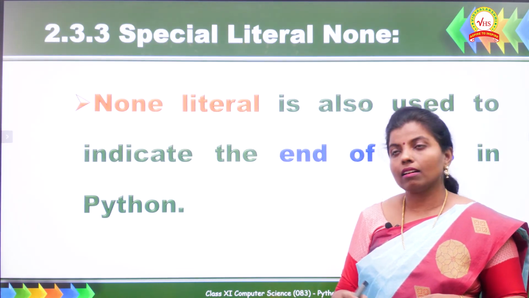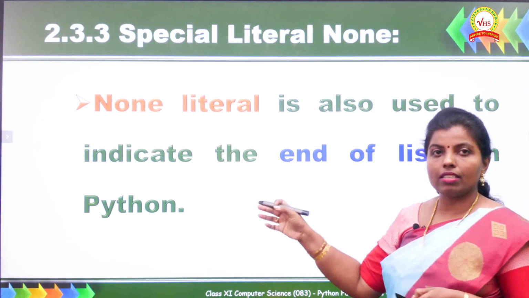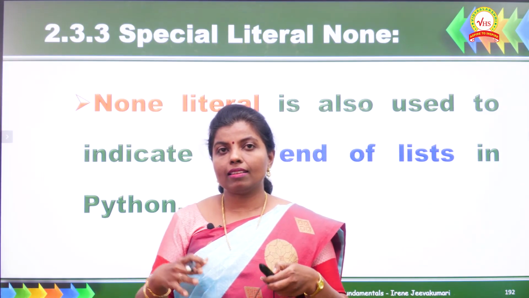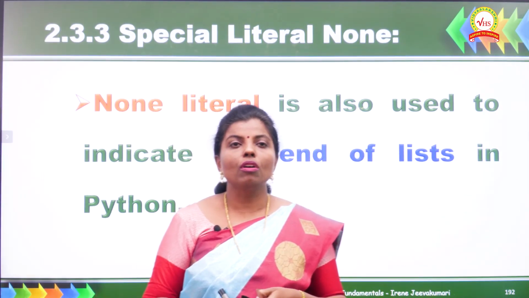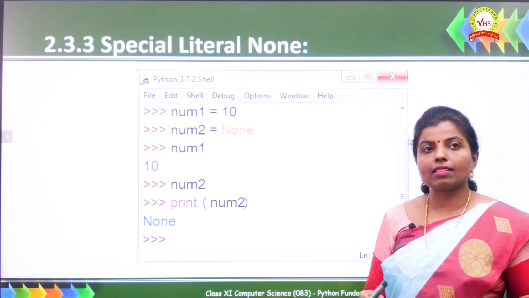None literal is also used to indicate the end of list in Python. List is another data type of Python. To represent the end of list in Python also, we use the value None. Let us see some of the examples.